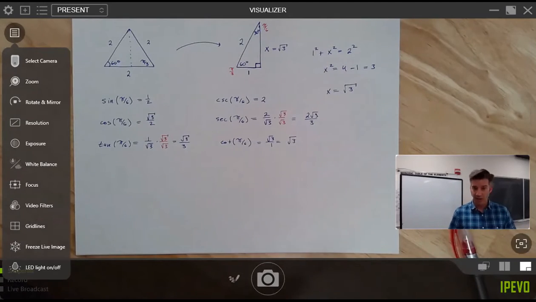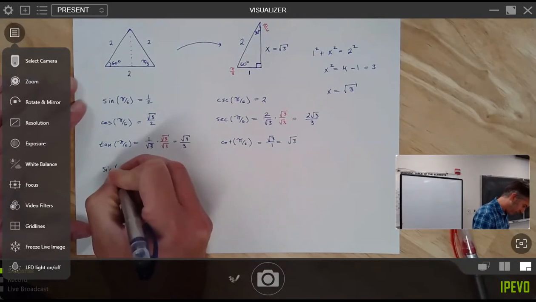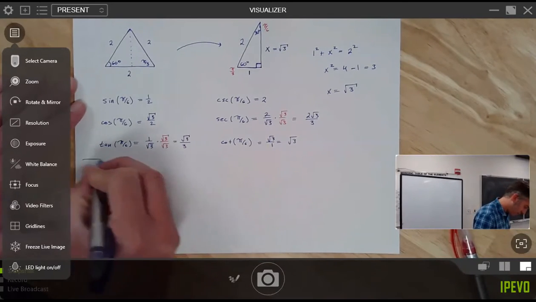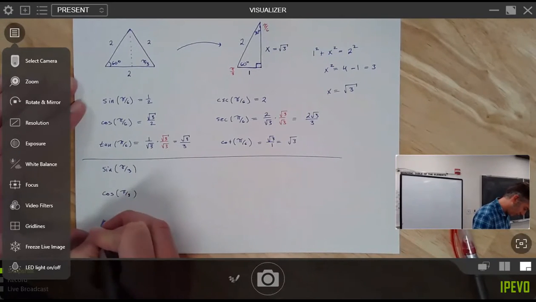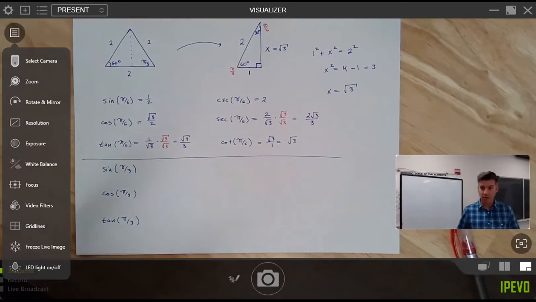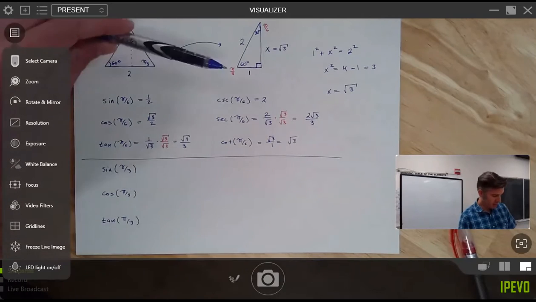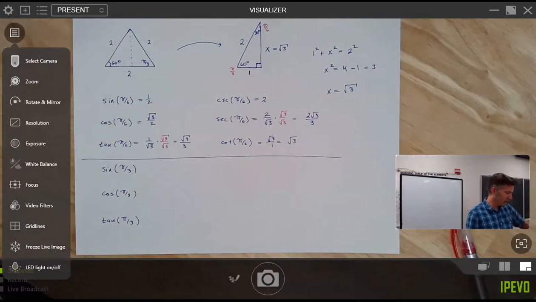So let's talk about the other angle. In fact, I think I'm going to give you guys a chance. I want you all to find sine of pi over 3, cosine of pi over 3, and tangent of pi over 3. The triangle is already there. There's the angle we're looking at. I think you can do it. I'll give you a little bit of time.